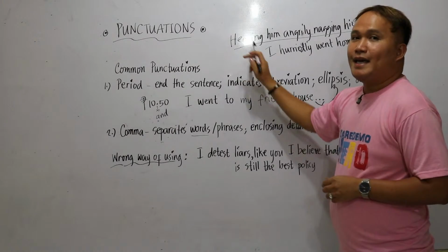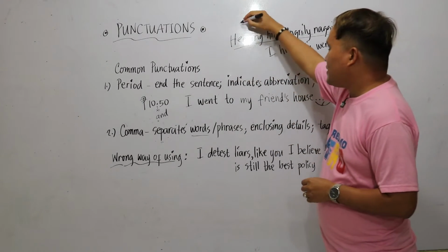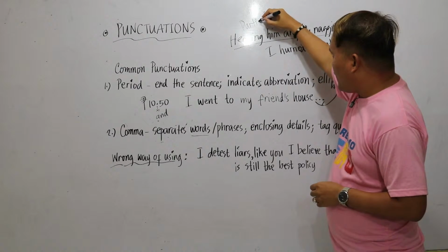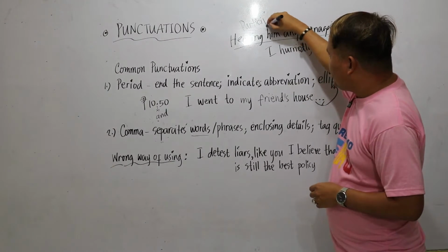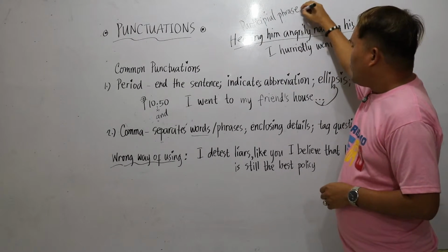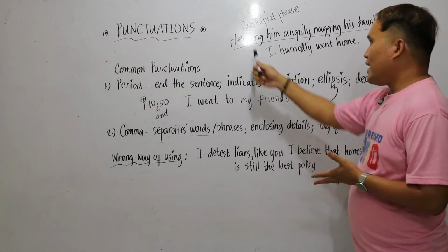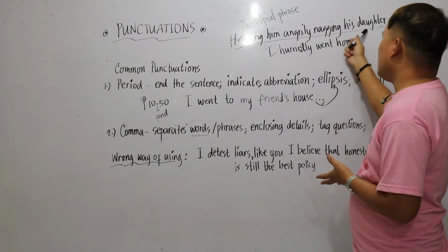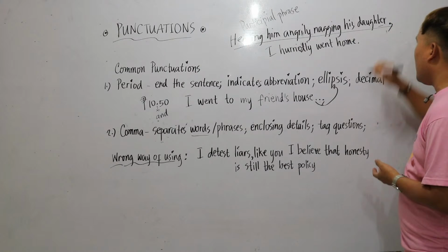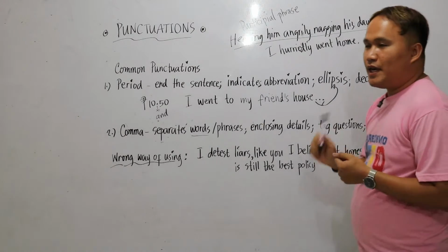Okay, so hearing him angrily nagging his daughter, actually this is what we call participial phrase because of this verb, ing form of the verb, which is hearing. Okay, so this is what we call participial phrase. So if you use participial phrase to start in a sentence, like this, hearing him angrily nagging his daughter, you have to put proper punctuation, and that should be comma. Okay? I hurriedly went home.